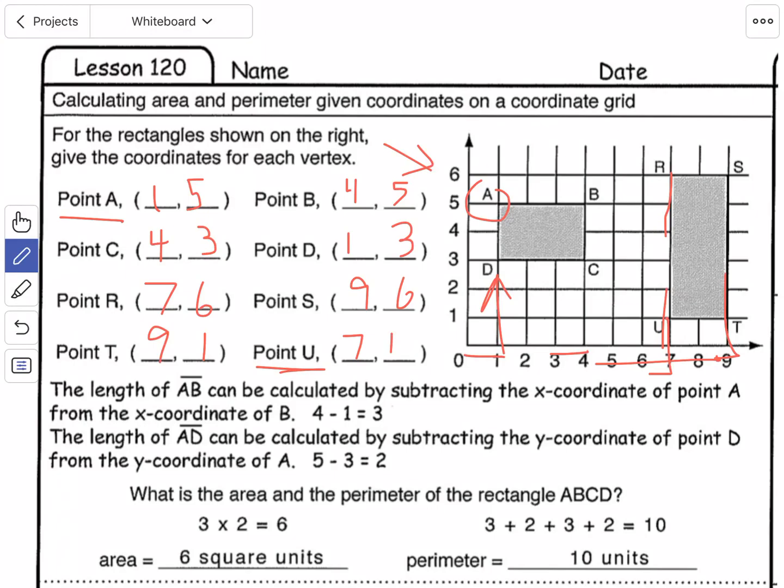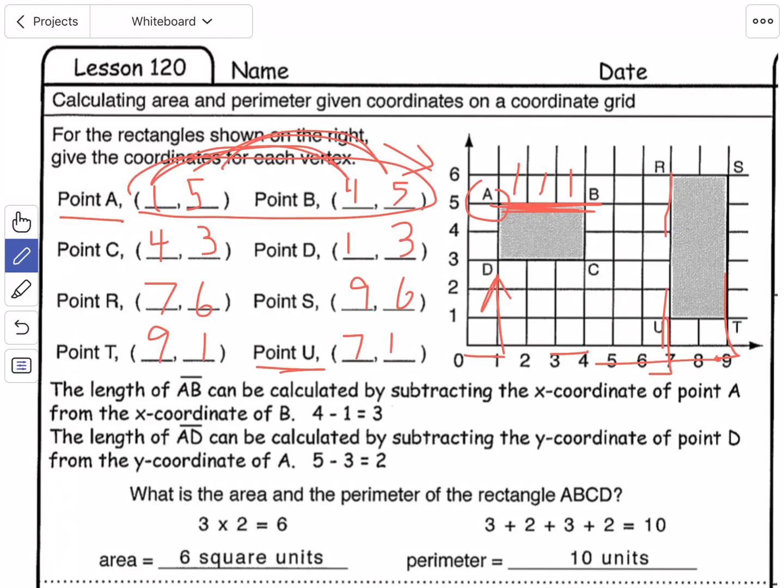7, 1. Now the length of AB, here's AB right here, the length of that line segment can be calculated by subtracting the x coordinate of point A from the x coordinate of B, and you've already learned how to do that. So 4 minus 1 is 3, and you can see here is A and B, 5 is the same, but 4 and 1 different. 4 minus 1 is 3. So we know that from A to B, it's 3, and you can see that right here.